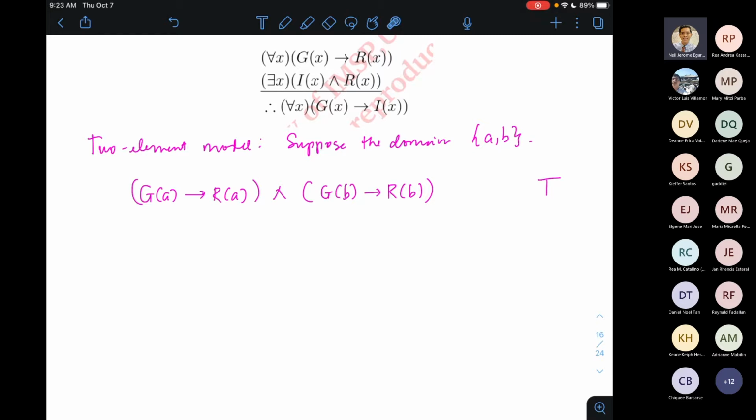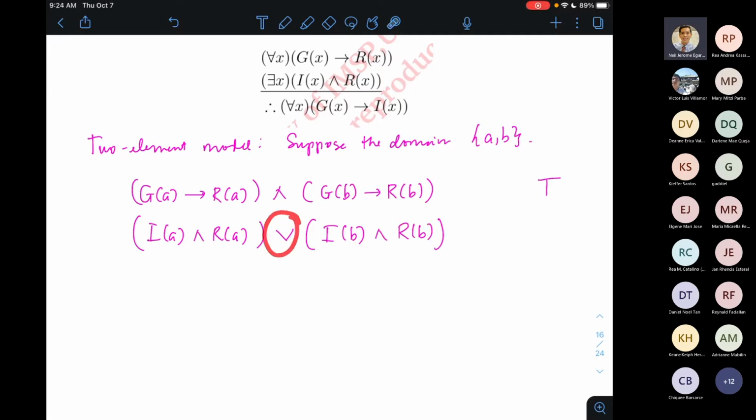Okay? But the problem here is a and b are random elements of the universe. We don't know exactly for which of those two will premise number 2 be true. Alright? So kaya ang pwede nating i-conclude at most, dahil daw may nag-exist, so ibig sabihin, either I of a and R of a, or I of b and R of b.